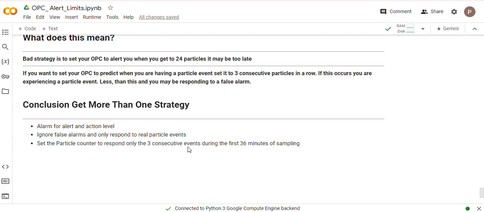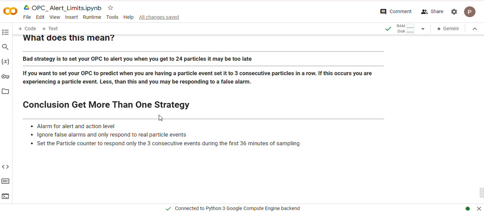First, it means that a bad strategy for setting your alert and your action level, like for example, you want to set your alert level to 24 particles. That may be too late. You may be experiencing a particle event and then you did not witness or identify it. But it would be nice if your particle counter has an alarm that could say, hey, we have 24 particles. That's a problem, or we're getting there. That would be a great alarm to have.